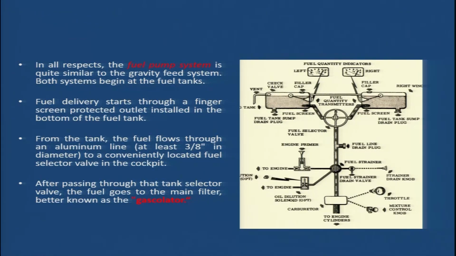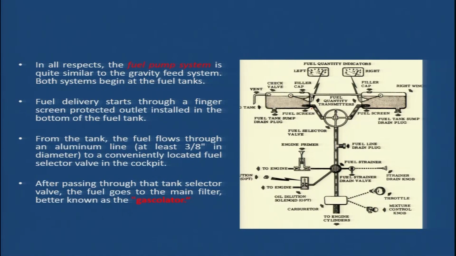You can see in the figure, the fuel is stored in the tanks. There are two tanks. Then from the tanks, the fuel is coming to the selector valve. From the selector valve, it is coming to the fuel filter. From the filter, it is coming to the carburetor or the fuel injector unit. So this is a very basic kind of system.